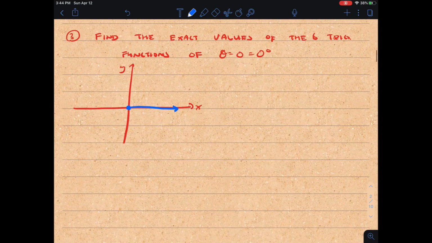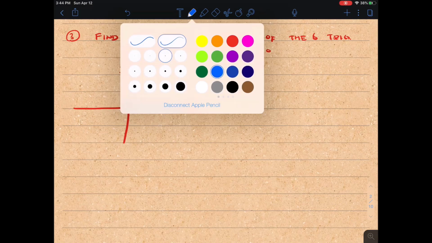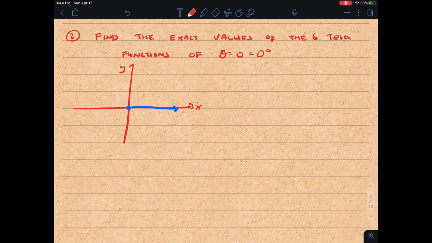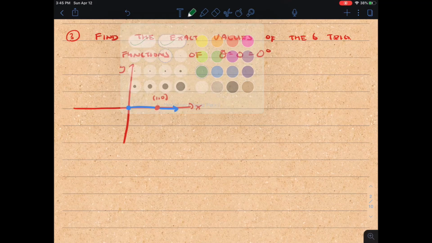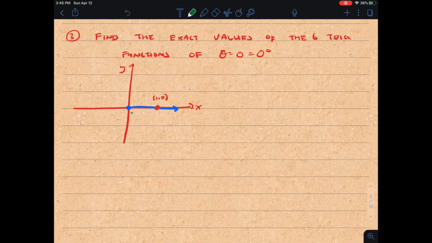Now, in this case, because they didn't give us a point, we could pick any point we want as long as it's on the terminal side. Because at the end of the day, it doesn't matter what point you pick. Any point on the terminal side will give you the exact same trig values. So I'm going to choose a point 1, 0. Choose the simplest point. Here, r is just 1. The x coordinate is 1. The y coordinate is 0.